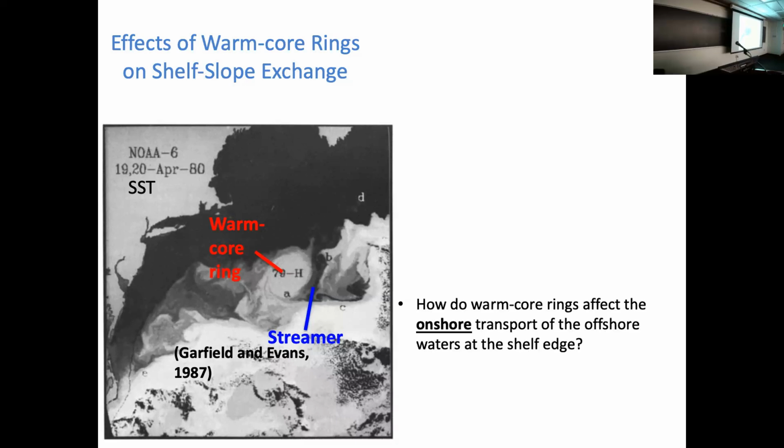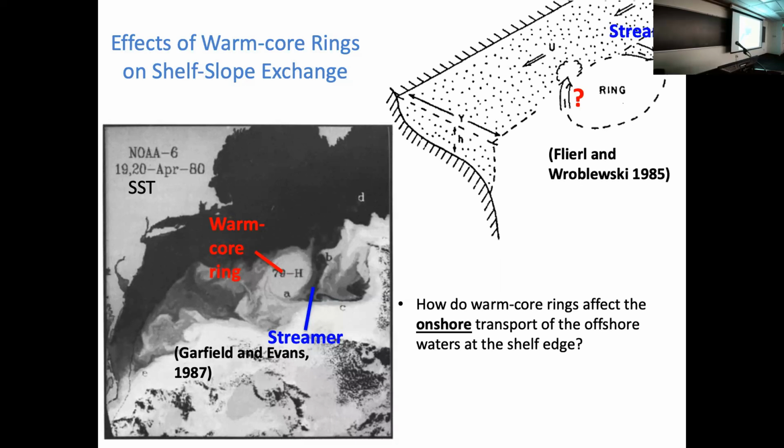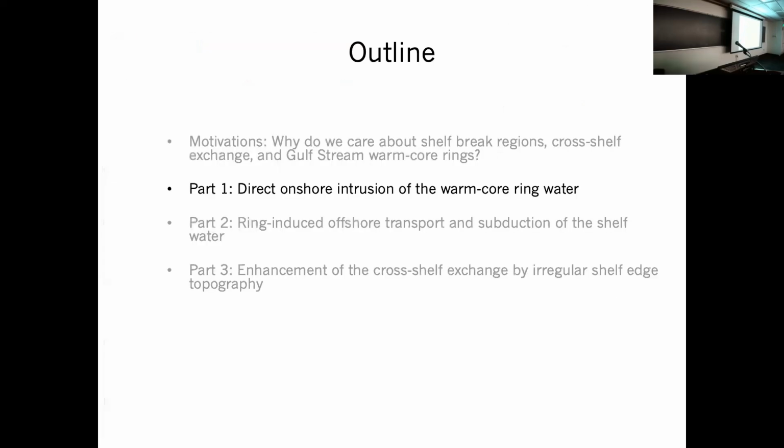Okay, so another question then is: water exchange across the shelf break is two-way, right? So how could this ring also affect onshore intrusion of offshore water? This is another paper, by Glenn, Flierl, and Brink. They were thinking about how the warm core ring affects larval transport across the shelf break. Clearly the streamer can take some of the shelf species, the larvae of the shelf species, into the slope sea. But in this paper they have this cloud there. So they said, maybe the ring can also push the offshore water onto the shelf. What kind of process can that induce, right? So that's the first question I'm trying to address in this talk, the first part: the direct intrusion of the ring water, the surface Gulf Stream water, onto the Atlantic continental shelf.